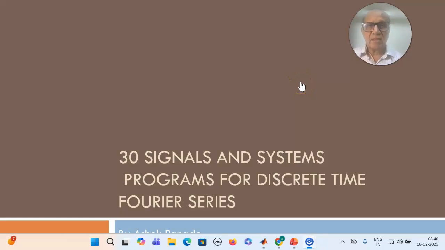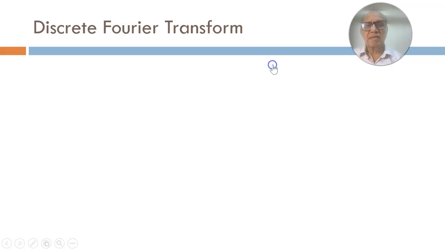So in this session on signals and systems, we are going to study how to write a program for calculation of discrete time Fourier series. Okay, but before we get into the program, let us revise our basics of discrete time Fourier series, also define discrete Fourier transform and study the relationship between the two.